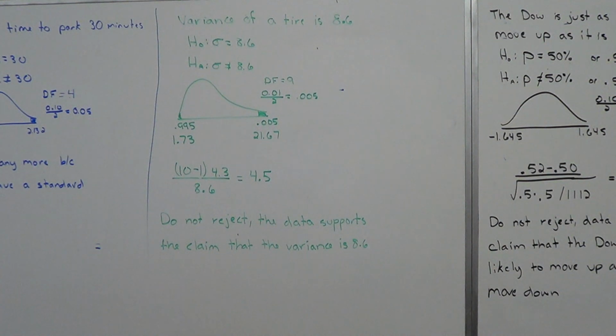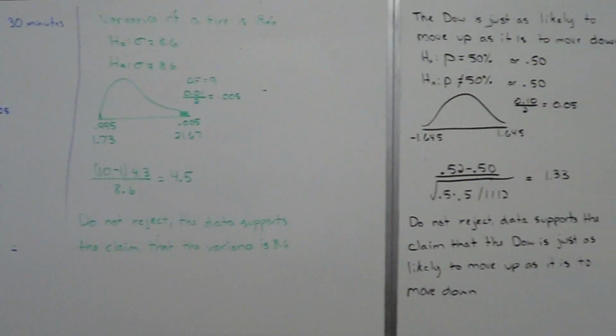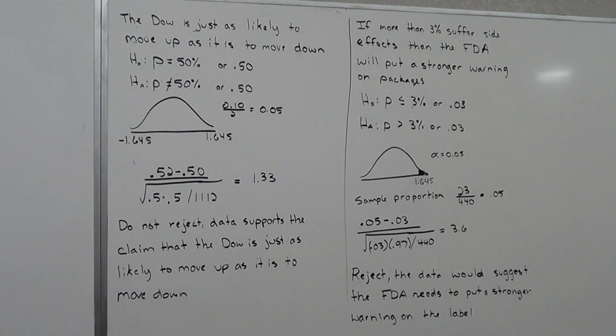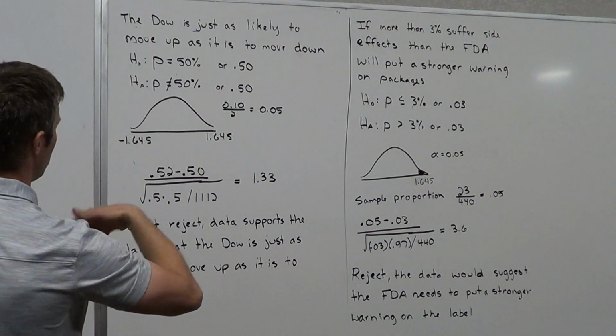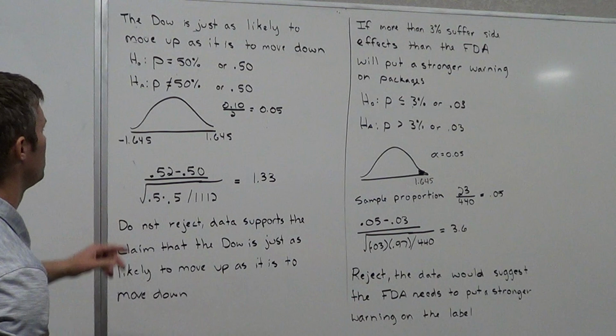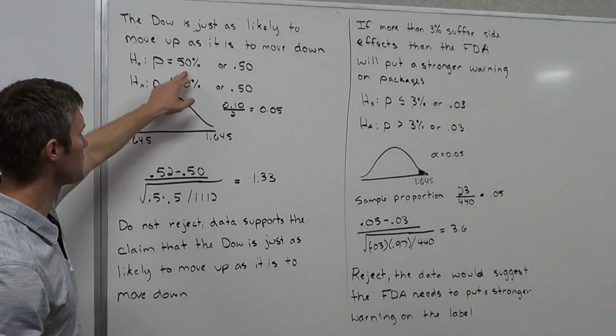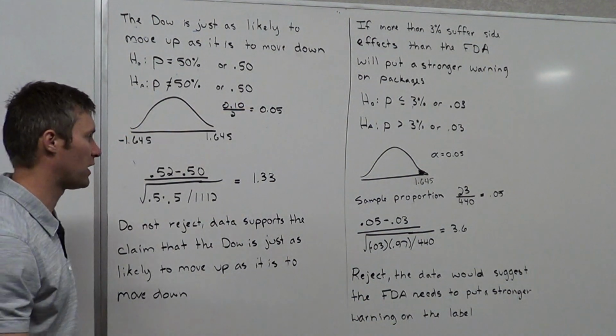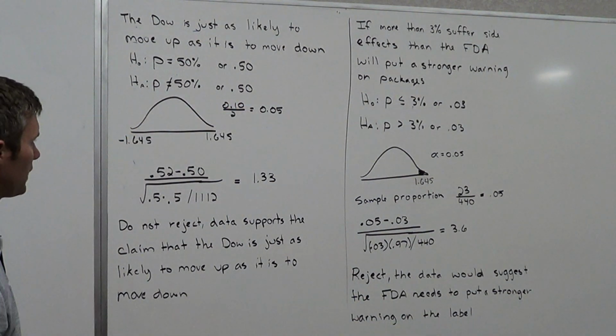The last two, so that was a variance test. The first 2 were small samples. The last 2 right there, those are a test of proportion. So it says the stock is just as likely to move up as it is to move down. That means it's 50-50. It could go up, it could go down. So we'd say our proportion equals 50% or 0.50, or it does not equal 50% or 0.5. Take our alpha value divided by 2.